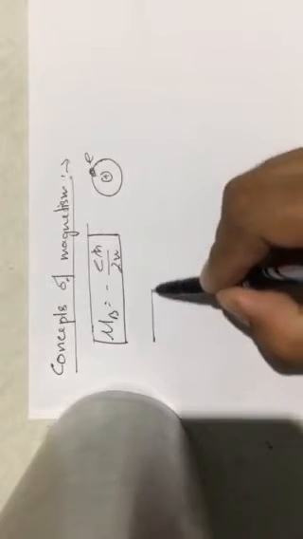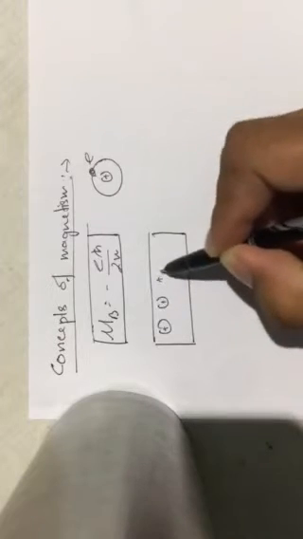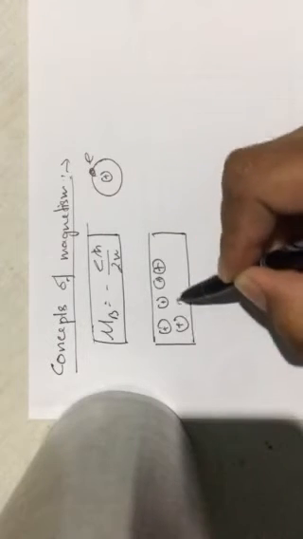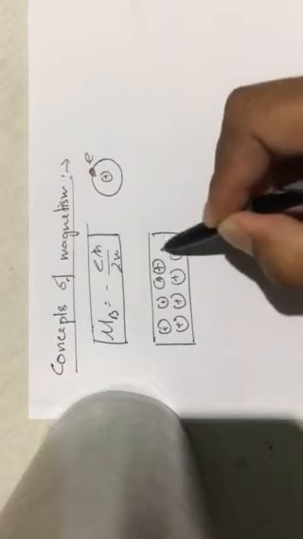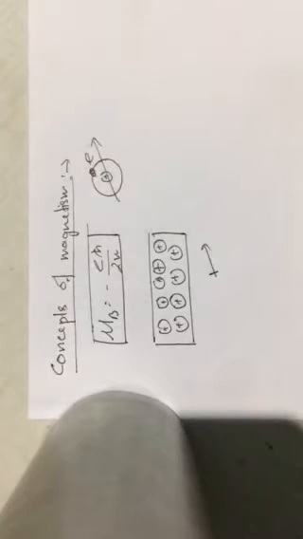Now a material is actually made up of a lot of atoms, right? So suppose this is a material. So there are a lot of atoms, right? Now an individual atom will have a magnetic moment, and a magnetic moment we usually represent by an arrow, and sometimes we give this one, okay, magnetic moment.